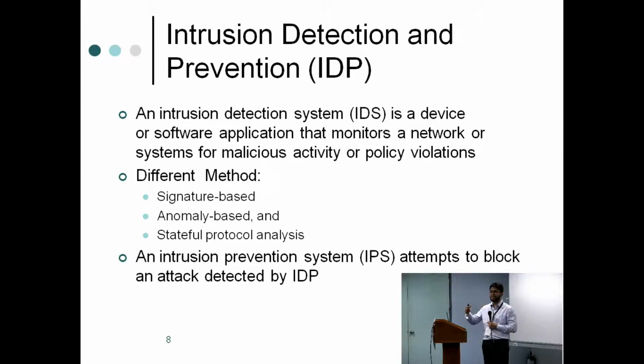But if you have an IPS system, that means it has that intelligence. Based on the information from the IDP, it can do something additional. It can block the attack. It can try to maybe shut down a system so that it is not further affected by the attack. So there are different types of IPS mechanisms that can be done.